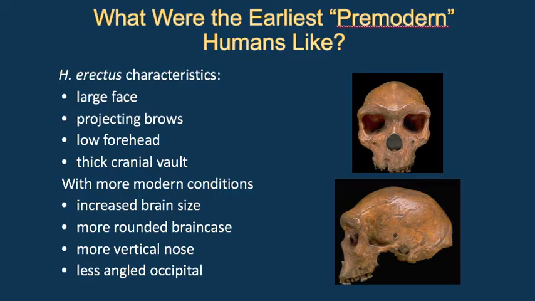And we have a less angled occipital. The occipital region of the skull is this back part here, the base of the skull. Basically what this just means is that the overall shape of the skull is getting rounder, it's getting less angled, it's getting more modern.